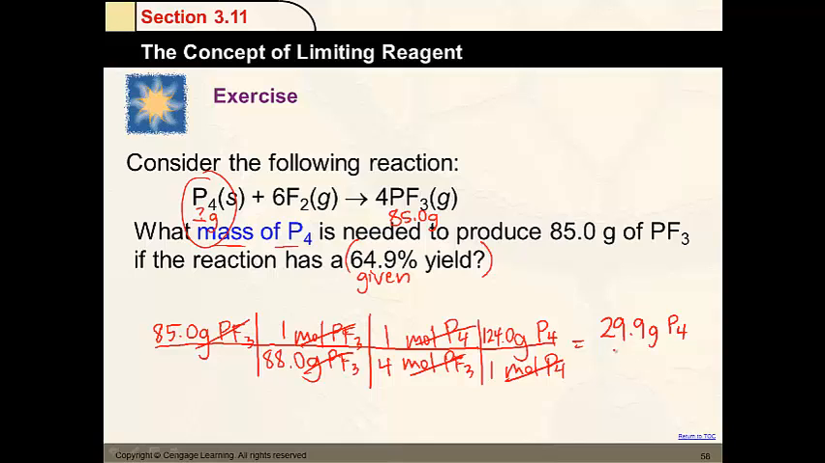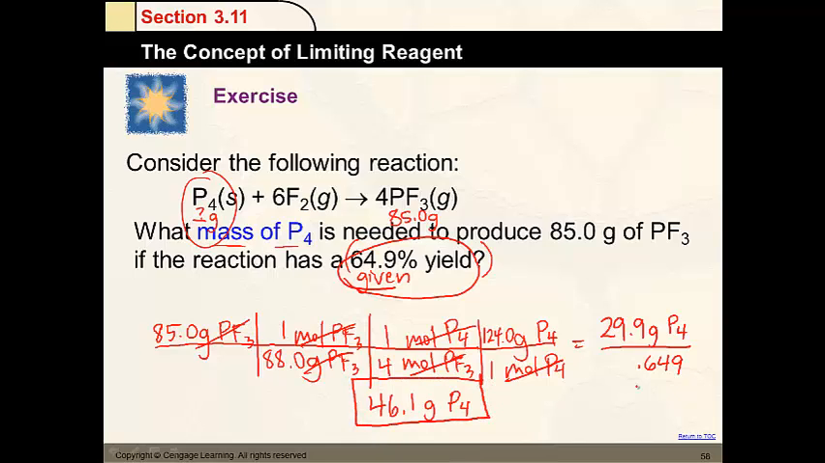So what I'm going to do then is take this number and divide it by 0.649, and I'm getting that from the percent yield. So 29.9 divided by 0.649. This is going to tell me what I would have needed to have: 46.1 grams of P4.